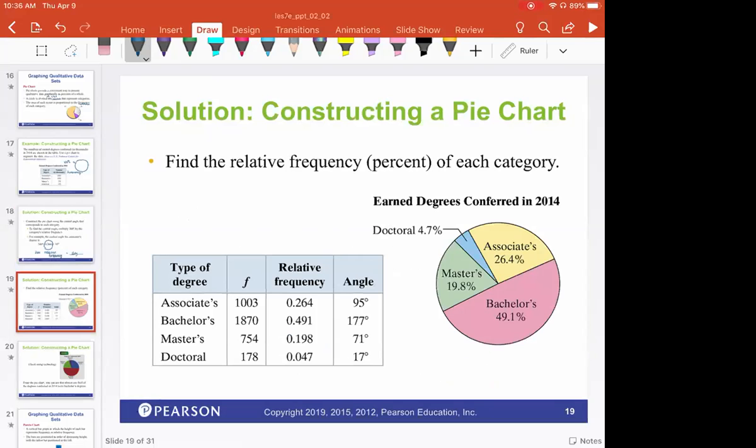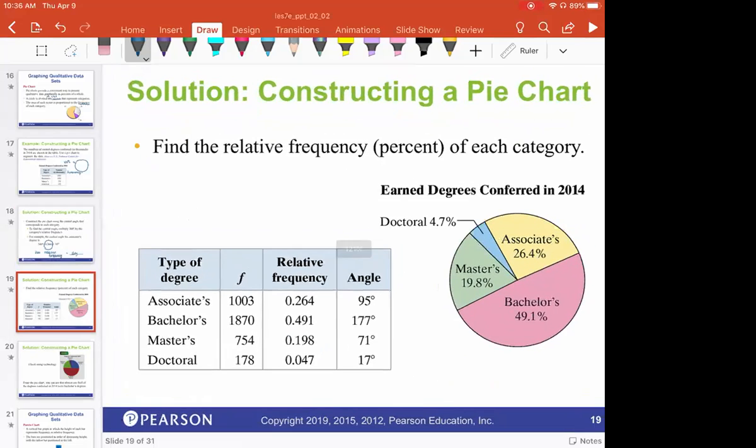So here it tells us the relative frequency for each. Remember, to find your relative frequency, you have to find the sum of all your numbers. So let's go ahead and do that. I'll take out my calculator.